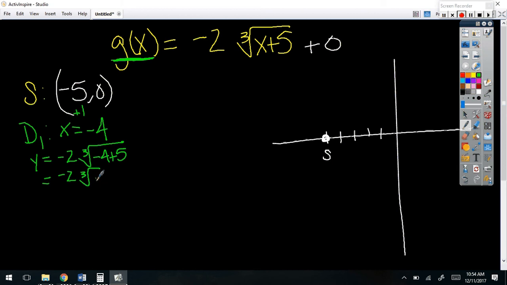What's negative 4 plus 5? Positive 1. And the cubed root of positive 1 is 1. So negative 2 times 1 is negative 2. So my first direction point is negative 4, negative 2. 1, 2, 3, 4. 1, 2. First direction point.